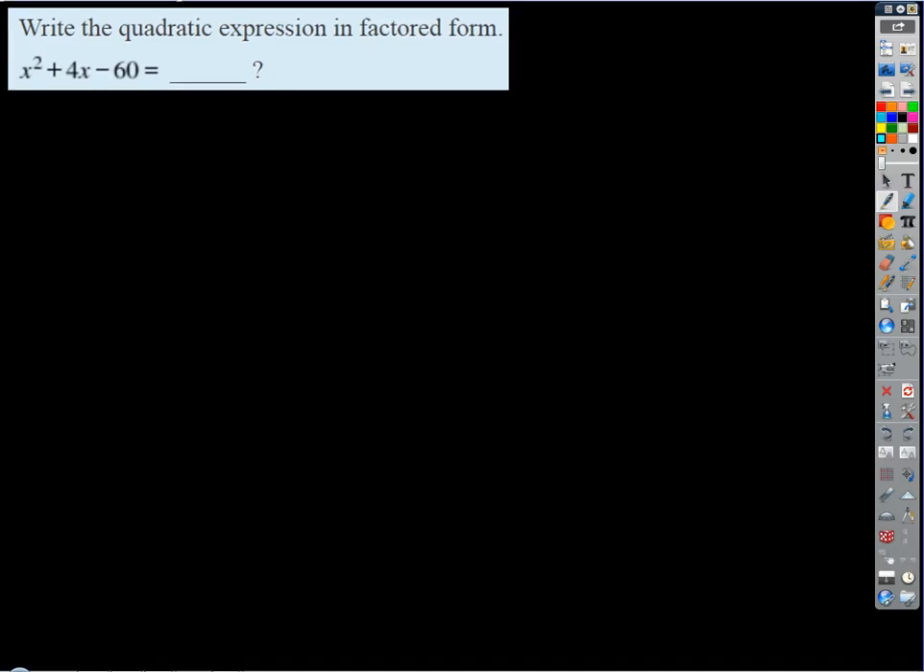Okay, so write the quadratic expression in factored form. I mean, this is just magic numbers, right? Yeah. So what are my magic numbers? 10 and 6. Except it's going to be... What are the signs going to be? Negative 10, plus 6, because I got to get a positive, right? They got to multiply to negative 60 and add to positive 4.